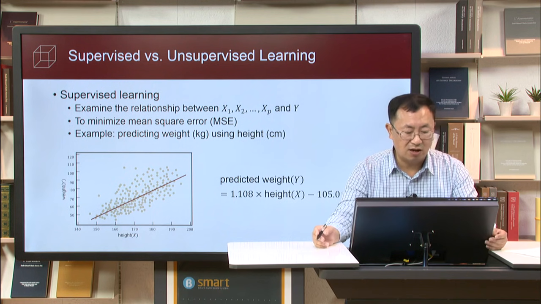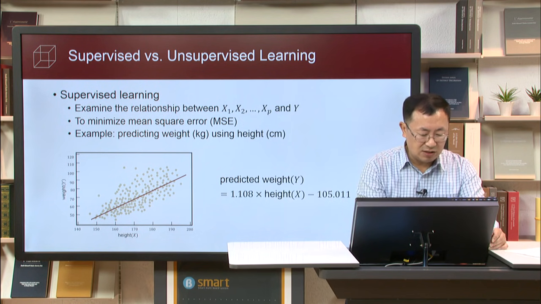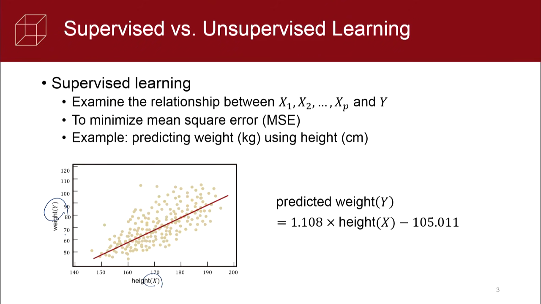So here's an example of supervised learning. This is a regression example. There are two variables, x and y, and you have a scatter plot, and you'd like to identify the relationship between x and y. You'd like to identify a model that will represent that relationship. In this case, we identify a linear function, like this. So you can express the relationship between x and y by using this function: y is equal to 1.108 times x minus 105, and so on.